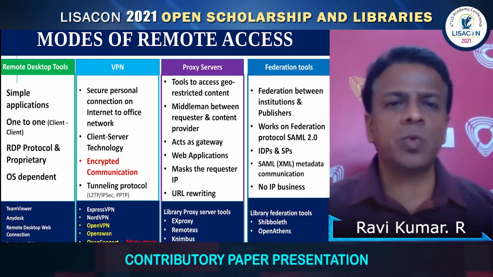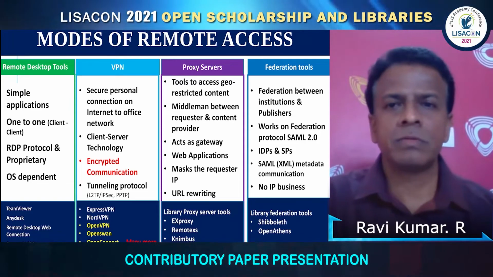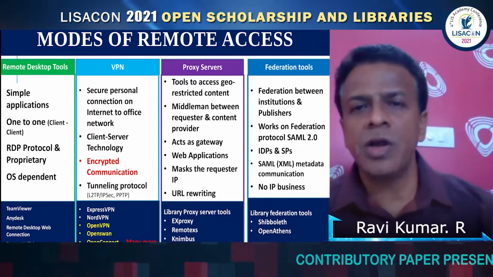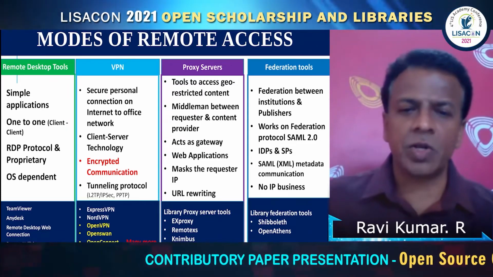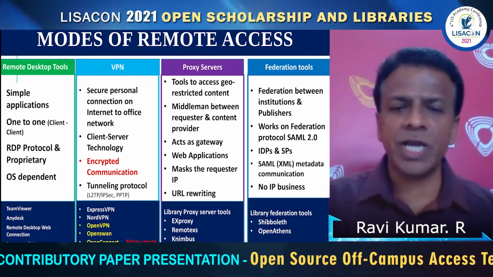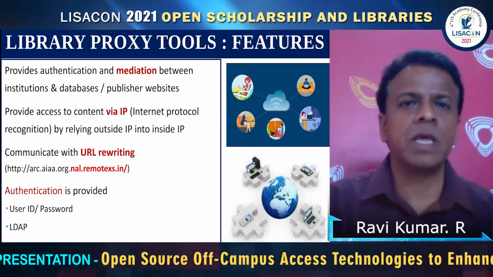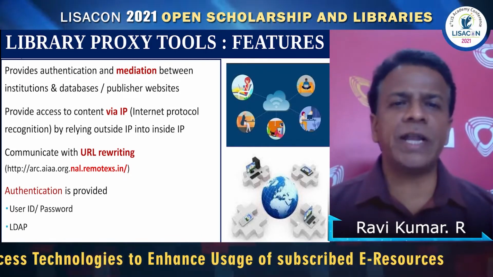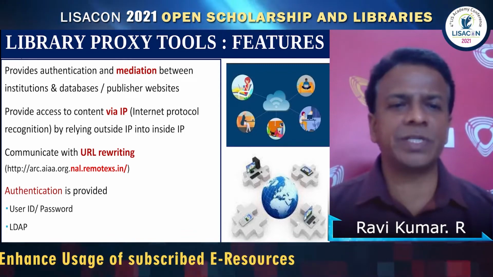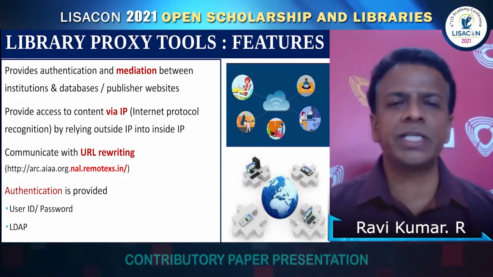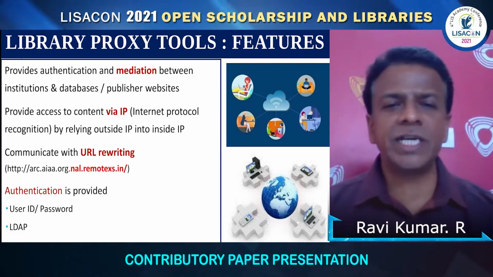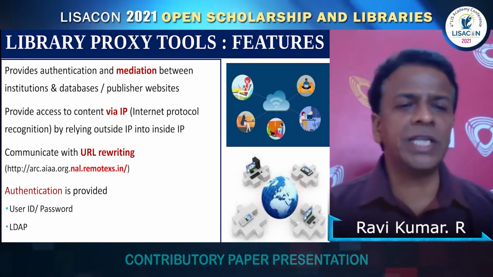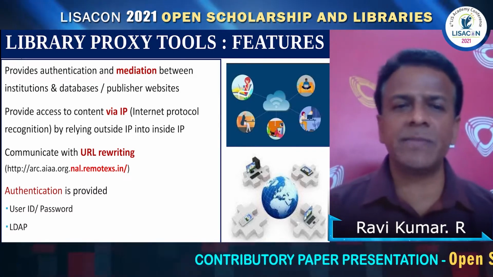and VPN. VPN means virtual private network, proxy server technologies, and federation tools. We are concentrating on proxy server technologies like EZproxy, RemoteXs, and Nimbus. What are EZproxy's features? It provides authentication and mediation between the institutions and databases. It provides access via internet protocol, that is IP, both inside IP and outside IP. It communicates with URL rewriting. Authentication is provided and user ID and password are a must.